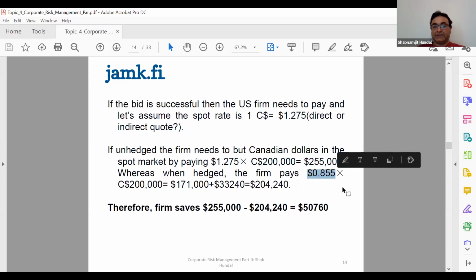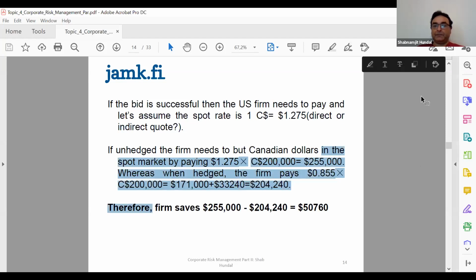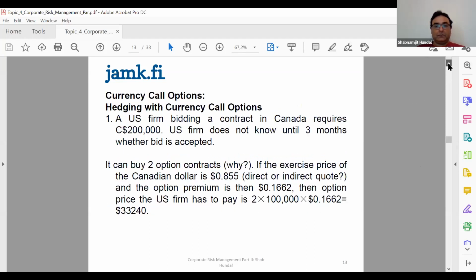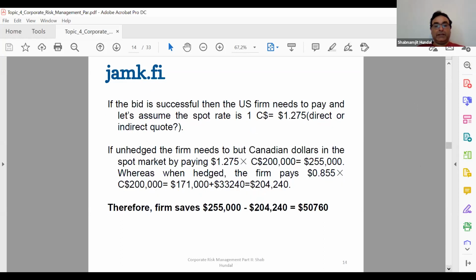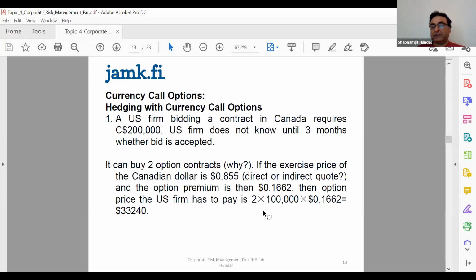Whereas when you were buying with the option contract, you buy at a price of 0.855. This is the strike price. It was agreed already in the beginning. So I multiply 0.855 with 200,000. It comes out to be 171,000 American dollars, but plus you pay the premium upfront. Remember, the premium will always be counted, whether you exercise the option or you don't. The premium is out of your hands.